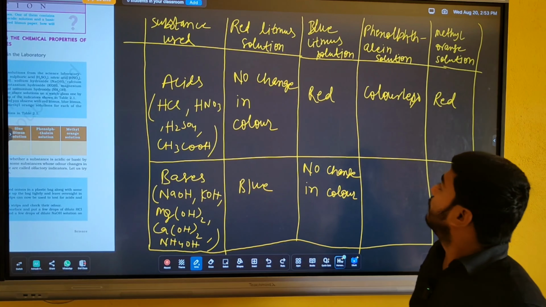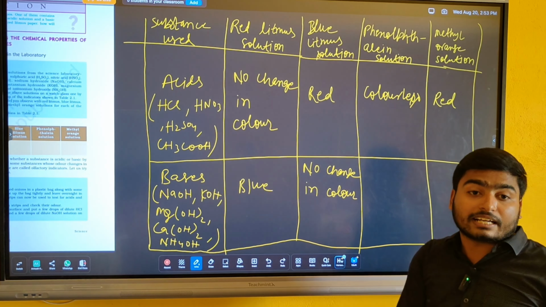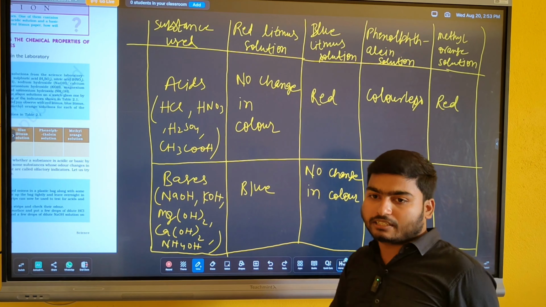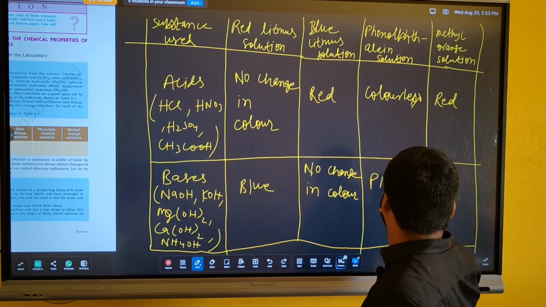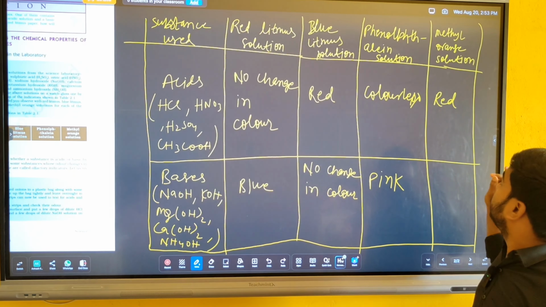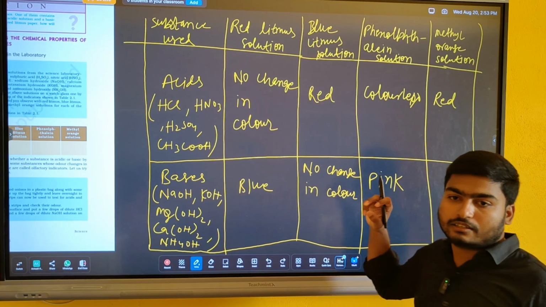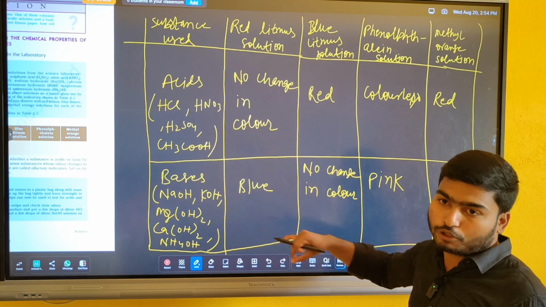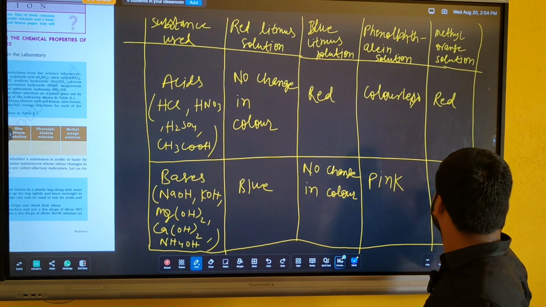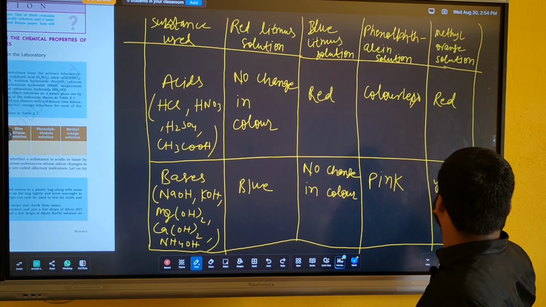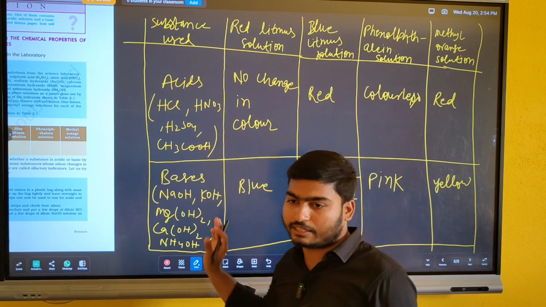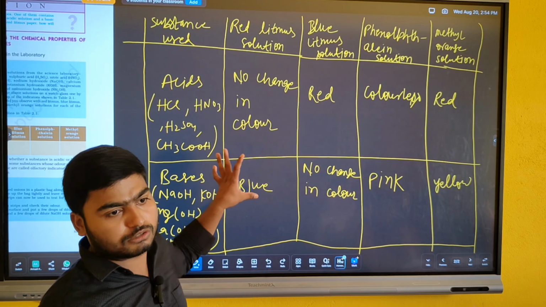Next, phenolphthalein, which is colorless. But when you put base in phenolphthalein, then it will become pink. All of us have already studied all these. Next, methyl orange, which is naturally orange in color, but when you put base, then the color will become yellow. Okay, so that's all we have in this activity. You have to remember this also.